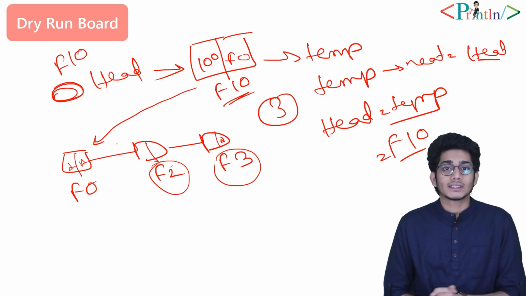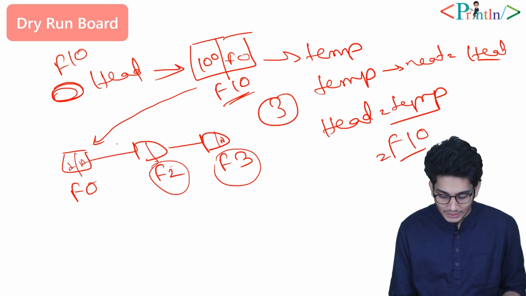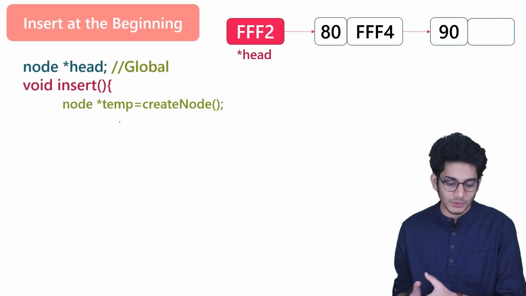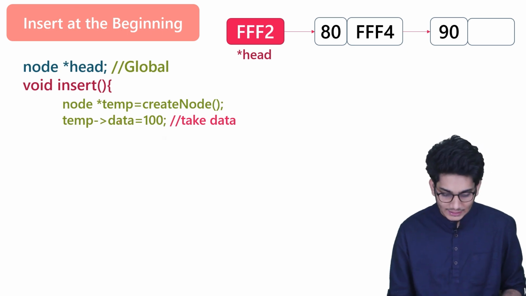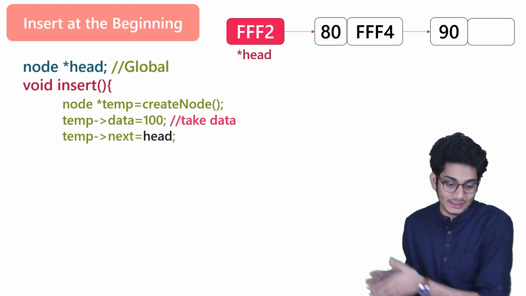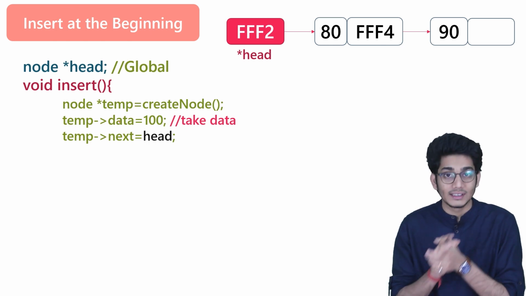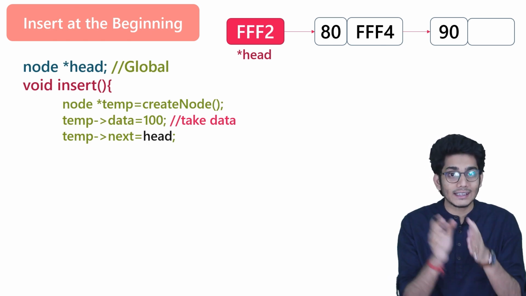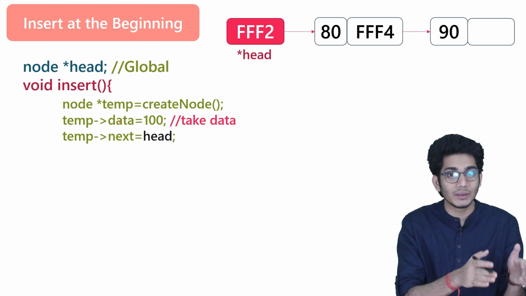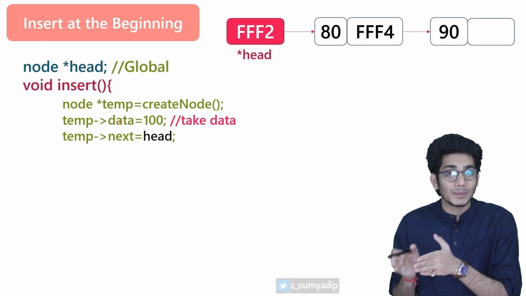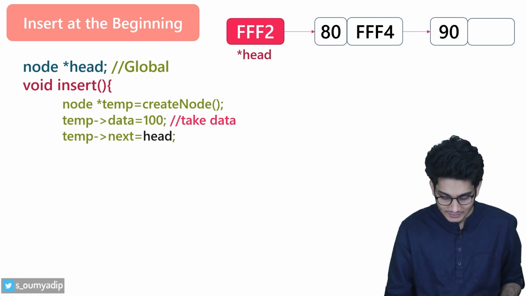So I think this portion is clear, how we can add a node and what steps we have to follow. Now let's look at the algorithm. At first we have to create a node, then we have to take the data. I have shortened the steps, so you just have to write temp next equals head. Then we'll assign the address of the temp node into head. Then head will be pointing to the temp node, and temp is pointing to the previous head node, that is the beginning of the list.